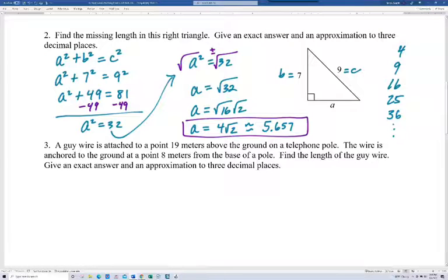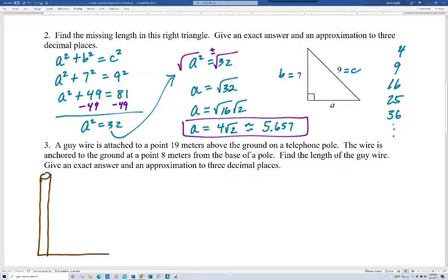All right, now on number 3, I'd like you to try reading it and see if you can draw a picture. And not surprisingly, you'll get a right triangle in the process. But see if you can draw the picture and maybe even solve the whole thing. But this is really just an application of what we just did. All right, so let's see how you did.